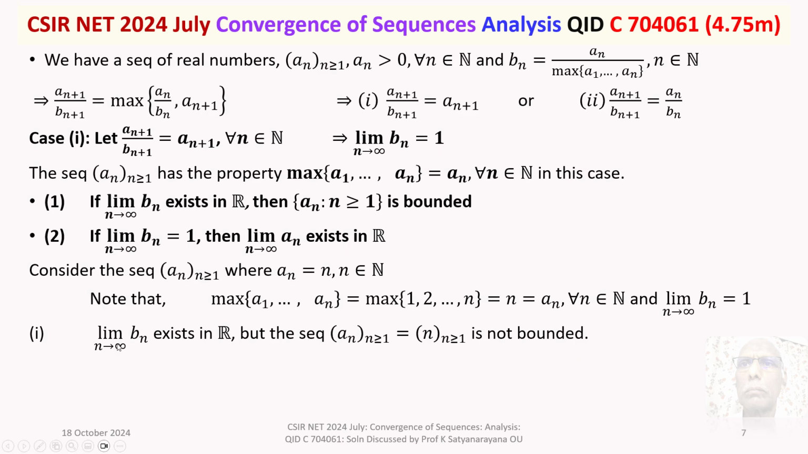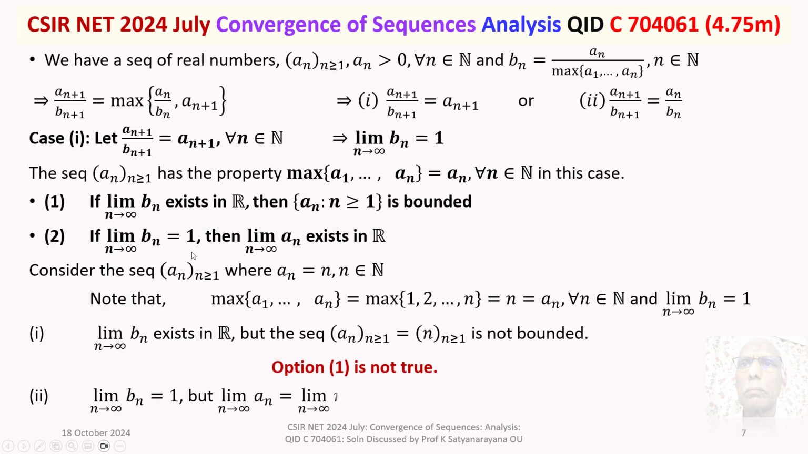So the given condition we have, but this sequence is not bounded. Therefore, option 1 is not true. Option 2 is the limit of b_n is 1, but the limit of a_n, which is the limit of n, does not exist. Therefore, option 2 is not true.